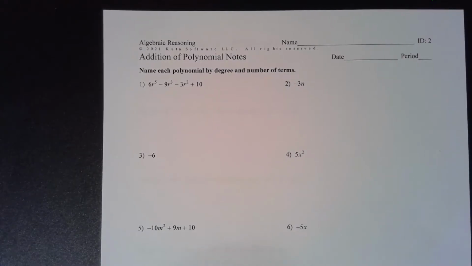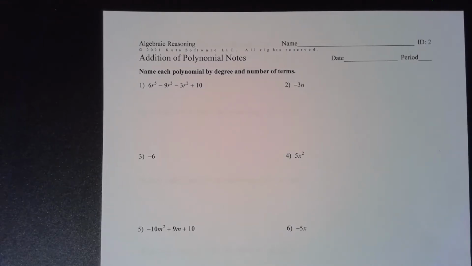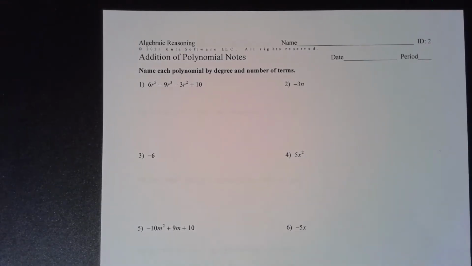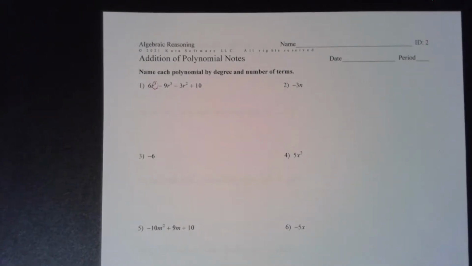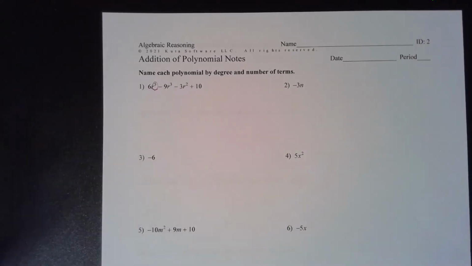So we've got 6r raised to the 5th power minus 9r raised to the 3rd power minus 3r squared plus 10. So the biggest exponent on that is, of course, our 6r to the 5th power. So that's the one that we want right there. That is our degree. So 5 is our biggest exponent.